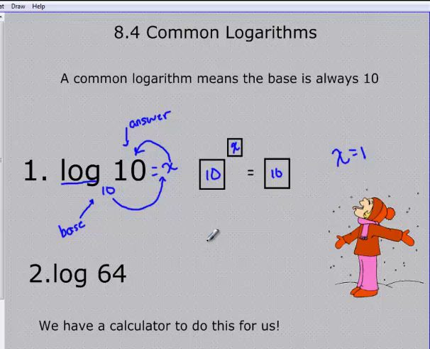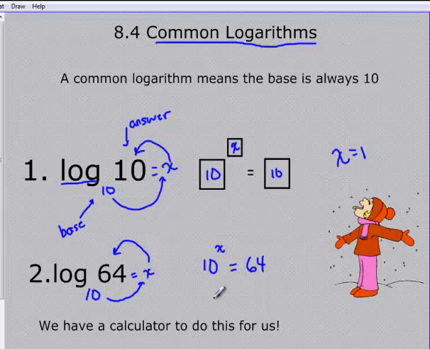However, it gets a little hairy when we have example 2. Remember, it's a common log, which means base 10. And obviously it's base 10 because we have 10 fingers. So if I were to rewrite this, 10 to some exponent gets me 64. Well, we know 10 to the first gets me 10, and we know 10 squared gets me 100. So since 64 is between 10 and 100, our exponent has to be between 1 and 2.